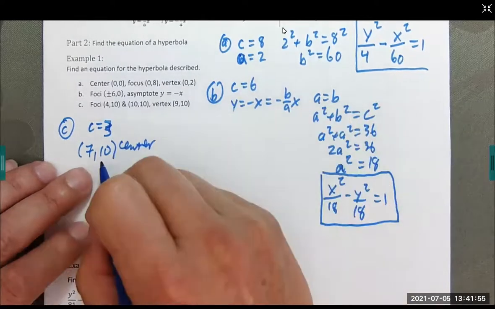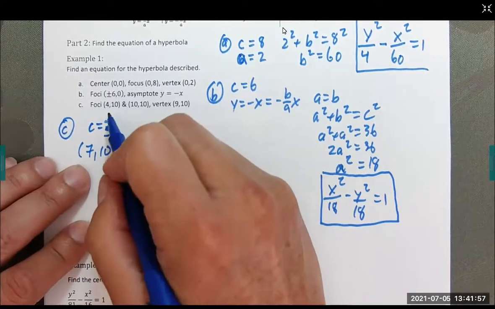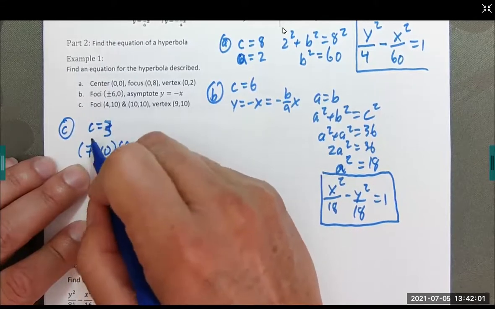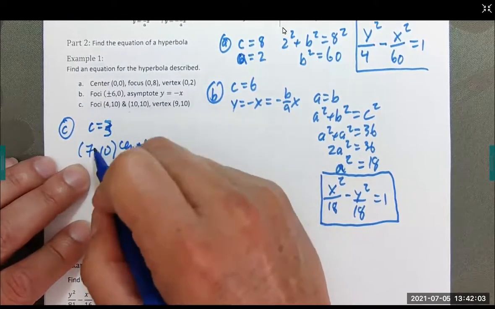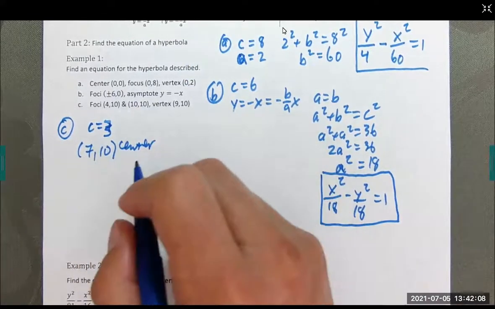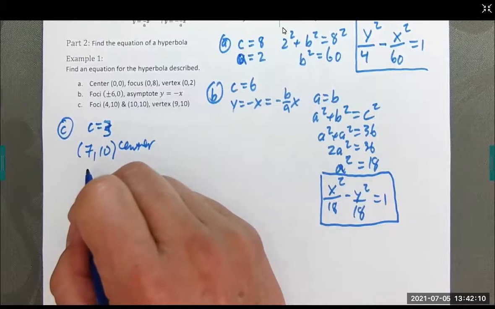How far away from the center is it? It's going to be a distance of 3. So 4 to 7 is 3. 10 to 7 is also 3. So that's why C equals 3. Now they give us the vertex is at 9, 10.